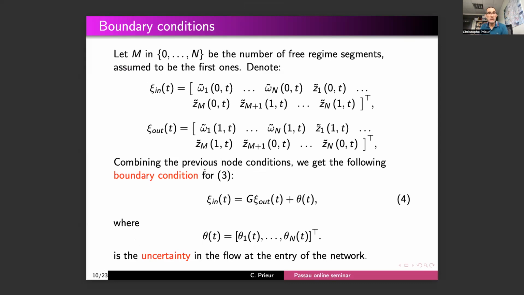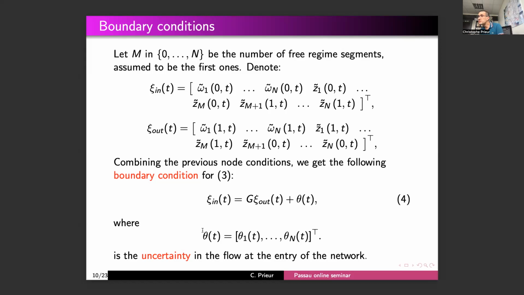So in this slide, I would like to emphasize the boundary condition for the previous system on a network of traffic in a highway. By doing that, I consider the first capital M, which is just the number of free regimes. Just by reordering my equation, I can assume that it is the first variables, and I need to find some boundary condition depending on the number of positive velocities and the number of negative velocities.